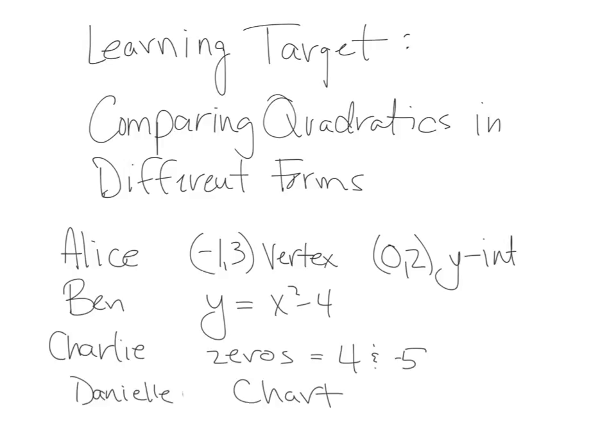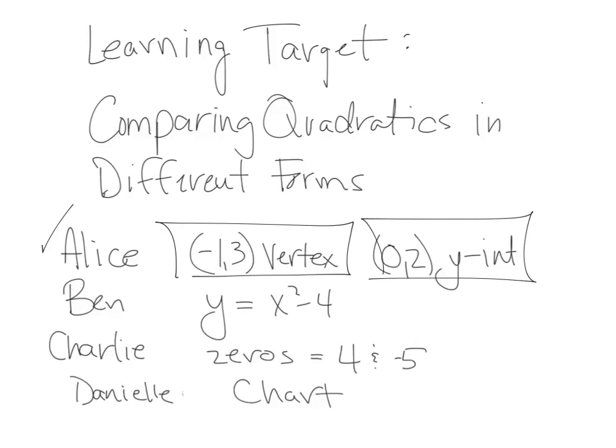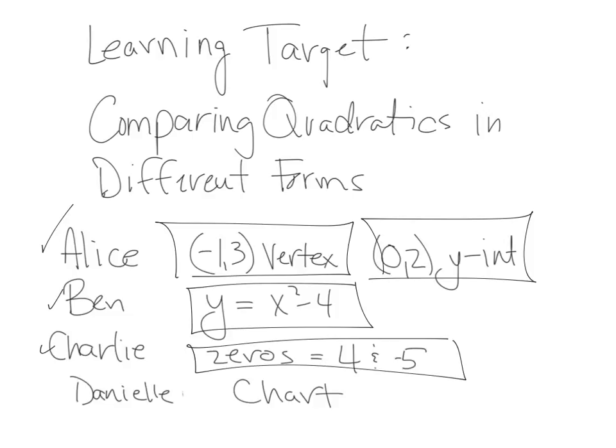Alright, in this learning target, we just want to compare quadratics when you have them in different forms. Okay? And so you could get quadratic functions in a lot of different ways. Here, Alice has a quadratic function, and all we know is the vertex is (-1, 3) and the y-intercept is (0, 2). Ben's given as a full equation, y equals x squared minus 4. Charlie has zeros of 4 and -5, and I believe the a value is 1. And then Danielle, they're just going to give us a chart.